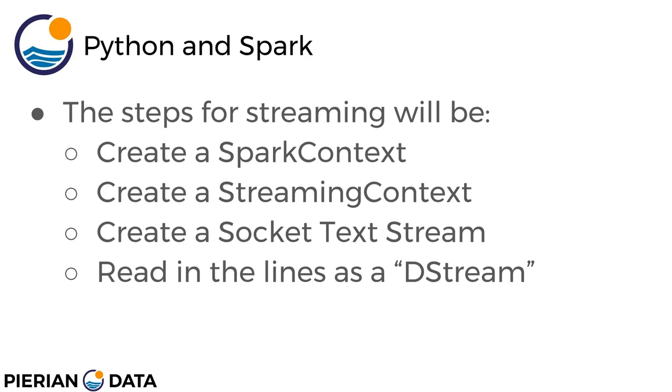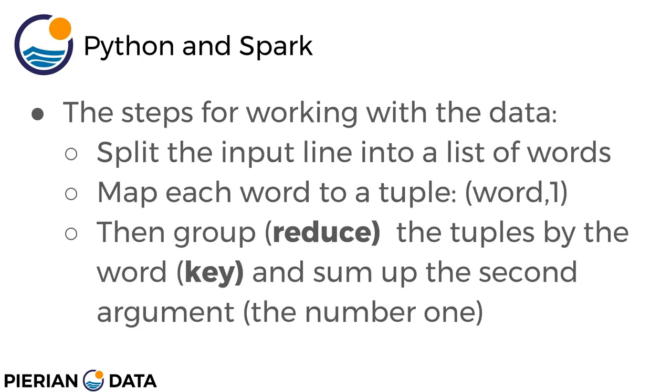Now the steps for creating the actual streaming connection are going to be the following. We'll first create a Spark context. It's very similar to the way we've been creating Spark sessions. Then, using that Spark context, we create a streaming context, and then using that streaming context, we create a socket text stream, essentially connecting via a socket our Jupyter Notebook or your .py file to the actual terminal. Then we're going to read in the lines as a dstream or a data stream.